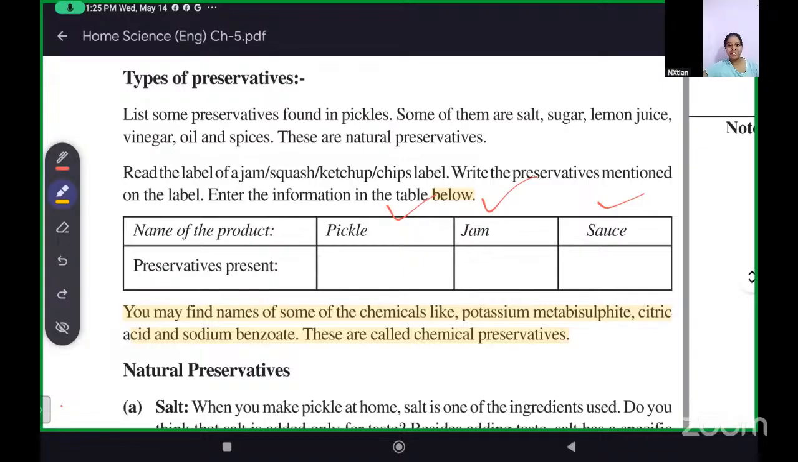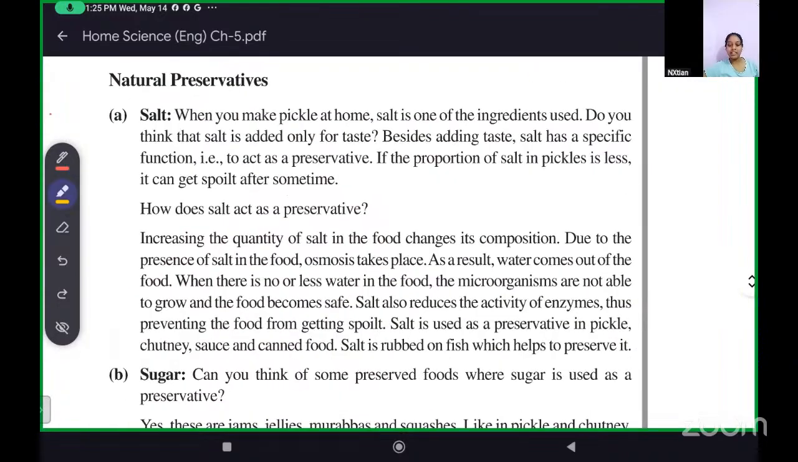Because at home we preserve with salt, sugar, and lemon juice, vinegar. At home we preserve using that because we don't use these chemicals. We don't preserve at home using potassium metabisulfate, right? But the products that we are buying from the store, you will find that they are preserved using these preservatives. Chemical preservatives. Now, there come the natural preservatives that we use at home.